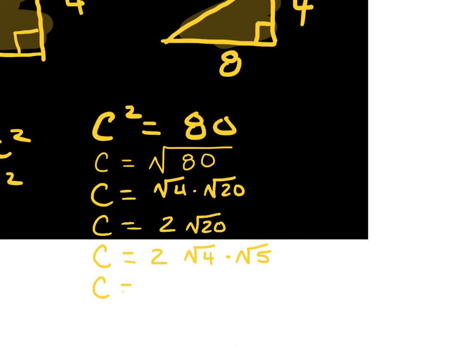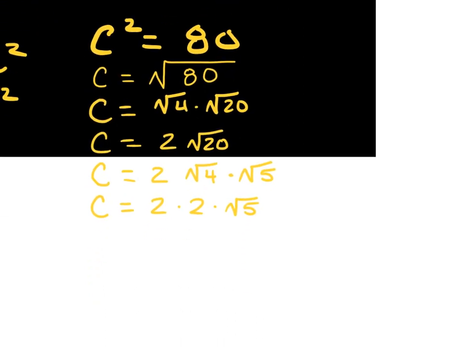And then the square root of 4 is also 2, and then you times it by the square root of 5, because you don't know what the square root of 5 is. Okay. And then 2 times 2 is 4, so you get 4 square root of 5. Okay.